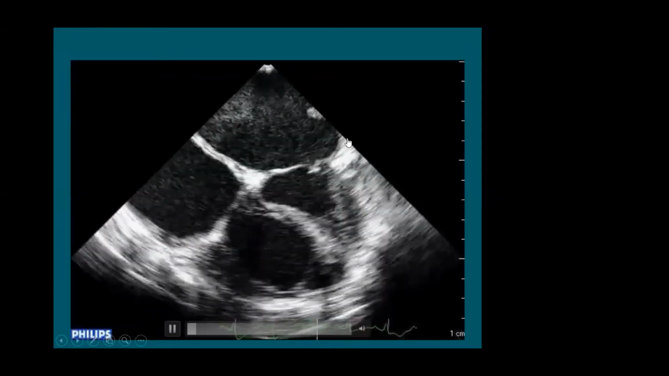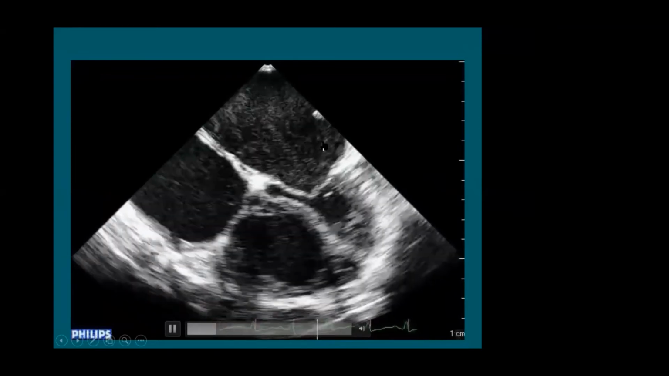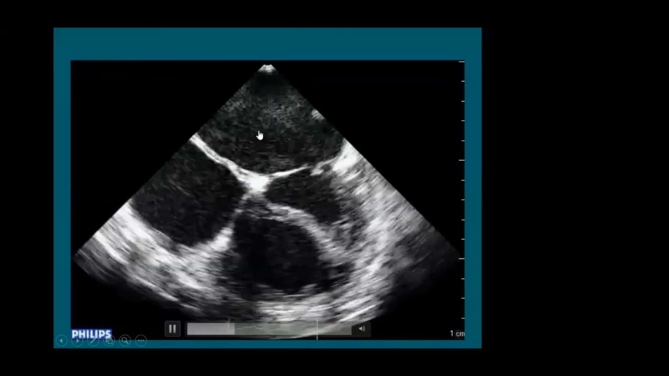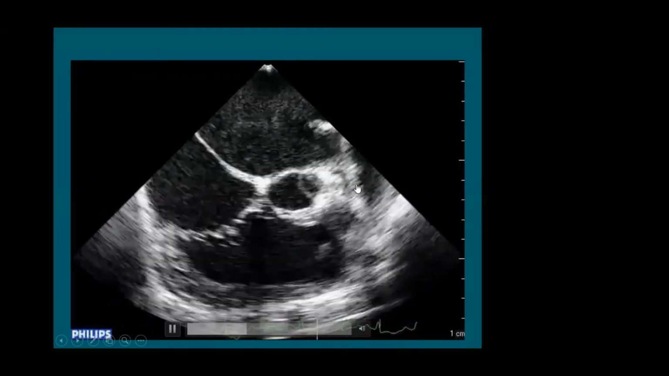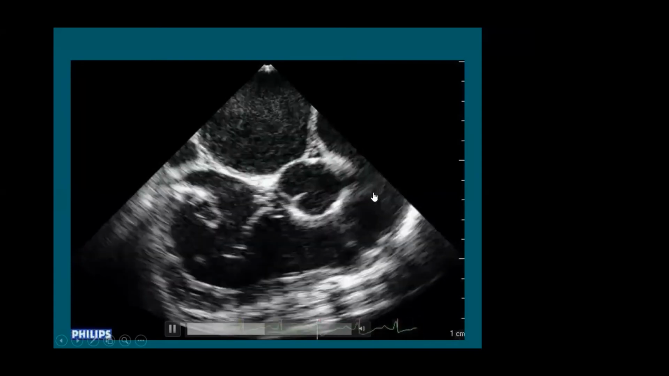This is another patient with severe mitral stenosis, who has undergone a closed mitral commissurotomy. There is a spontaneous echo contrast present inside the left atrium, and then you can see the left atrial appendage. It is completely empty.